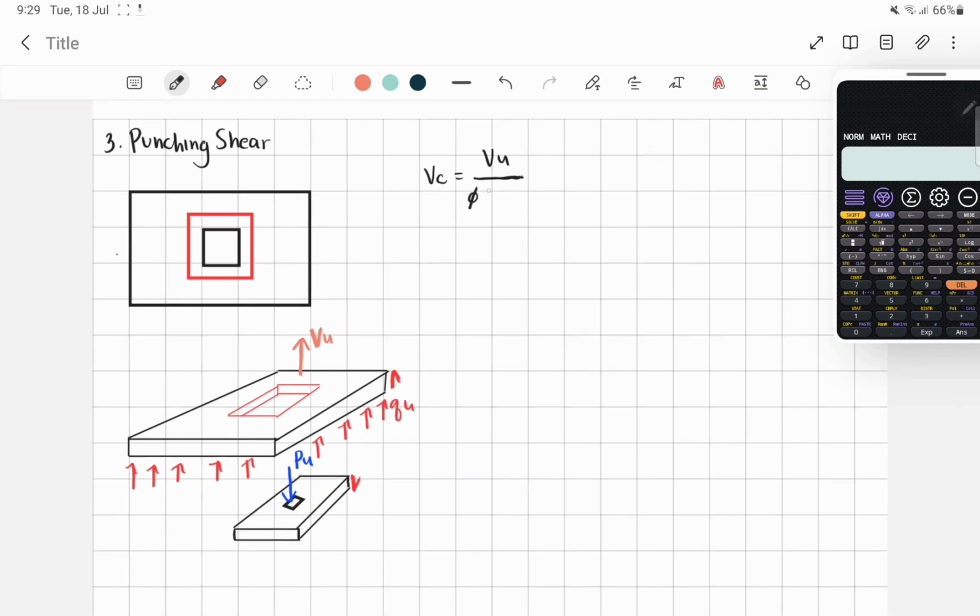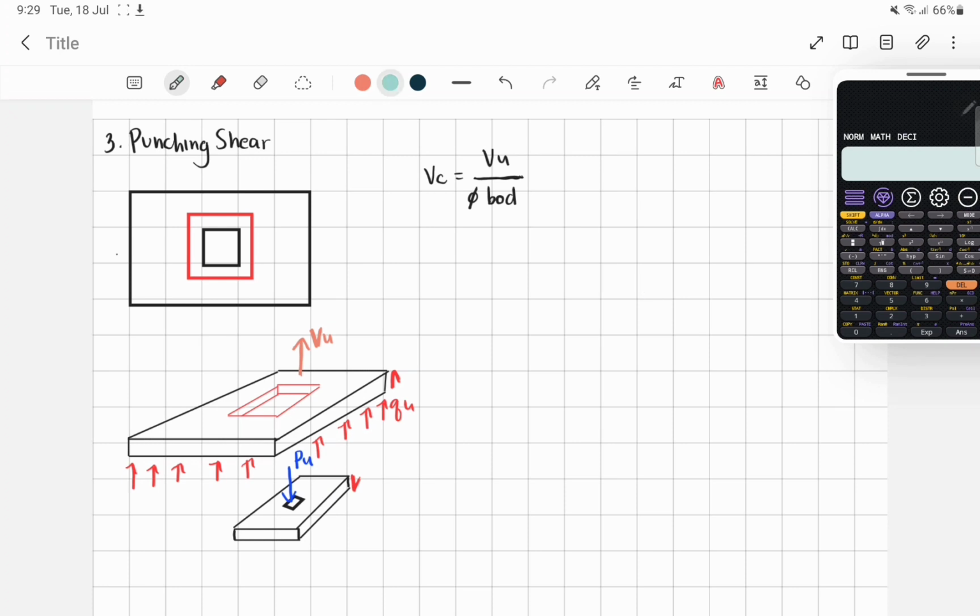Okay? So since parang rectangle lang siya, based sa code, this is called bo. Okay? Or yung bo shall be the perimeter of the critical section. Okay? So ano nga ba yung critical section nitong ating punching shear stress na to.